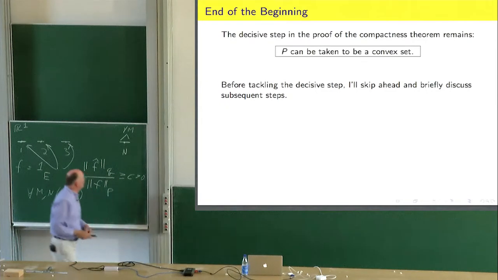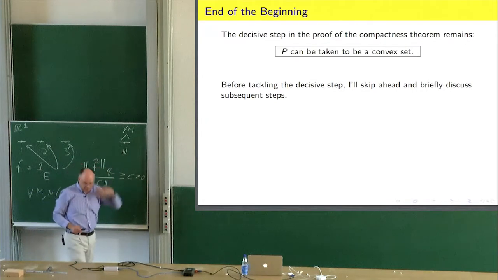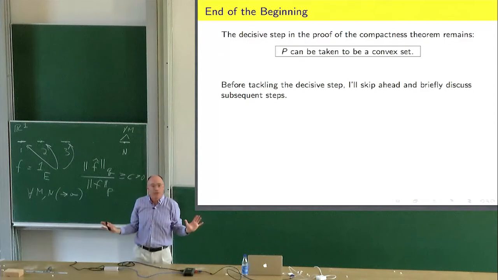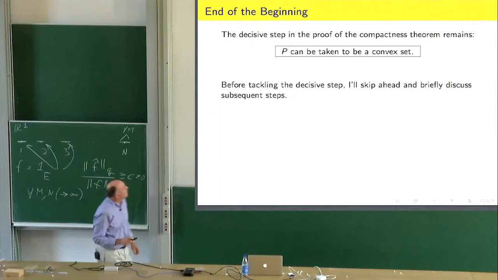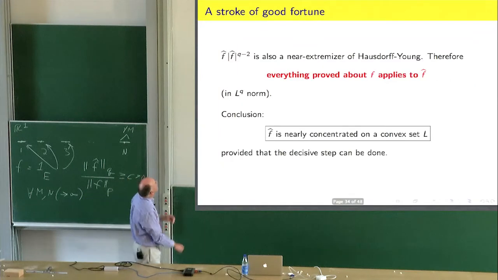So what we want to do is replace this picture by a picture which looks more like this, a single interval or convex set. And that is really the decisive step of the proof. So I haven't given any hint yet about how that is done.